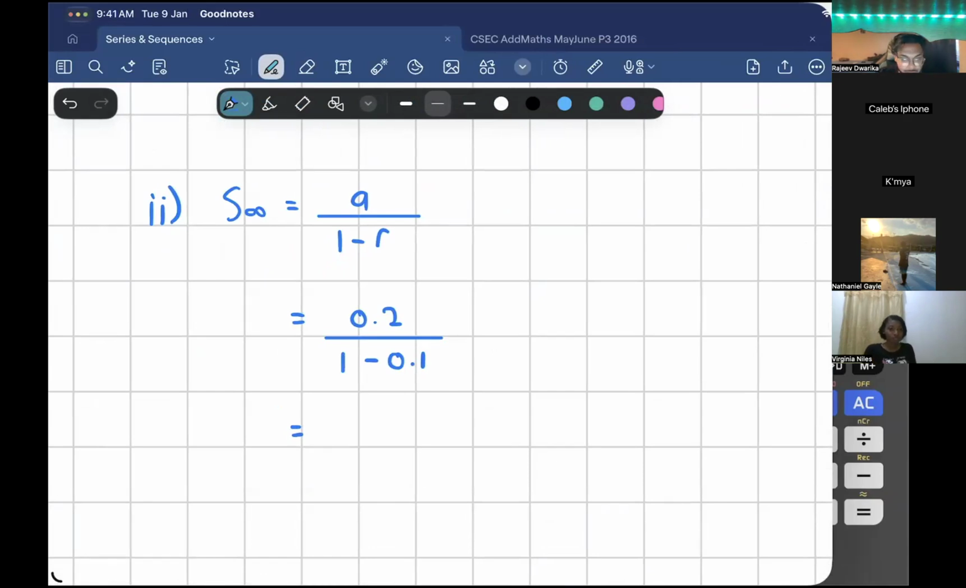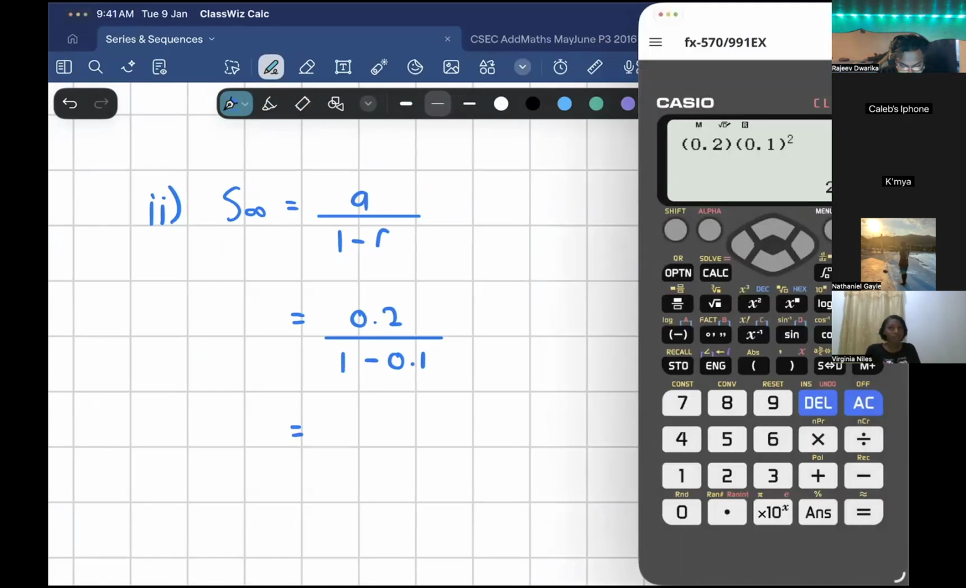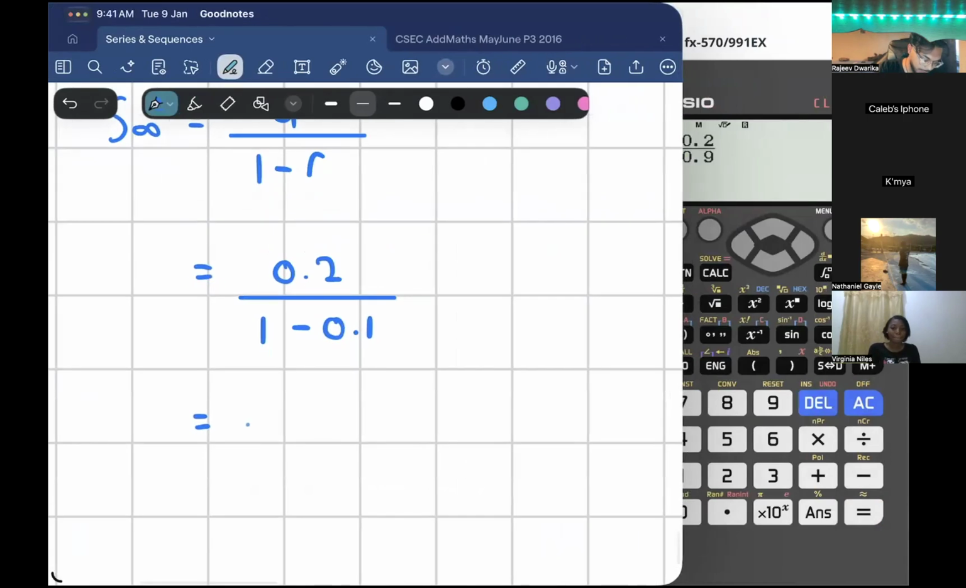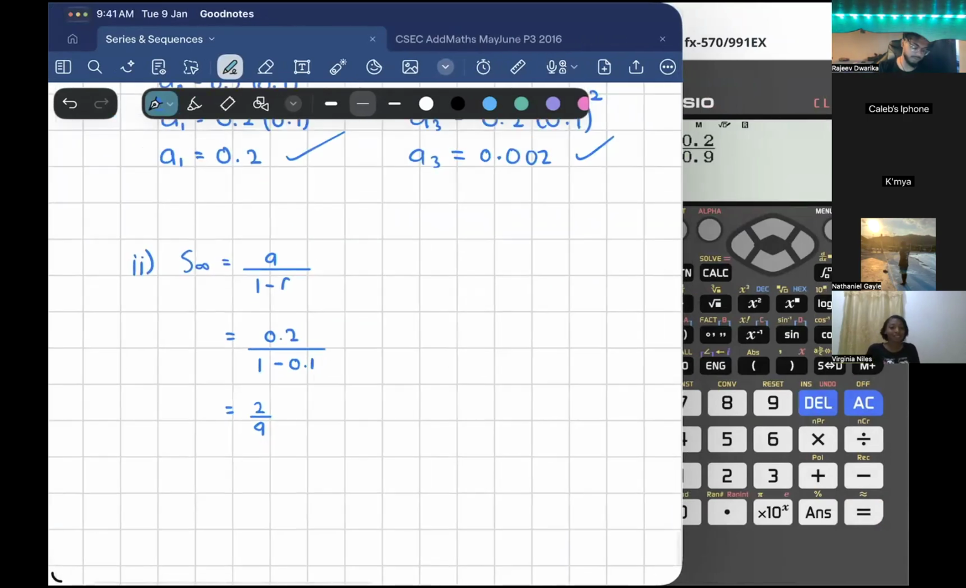I think the answer is 1 over 45. Let me verify that though. I did this already with my teacher. Let's see if my memory is good. I got 2 over 9. Sorry about that. I don't know how I got that. Oh, sorry. Yeah. The answer is 2 over 9. Everybody get that? 2 over 9? Yes, sir. Yeah, 2 over 9.